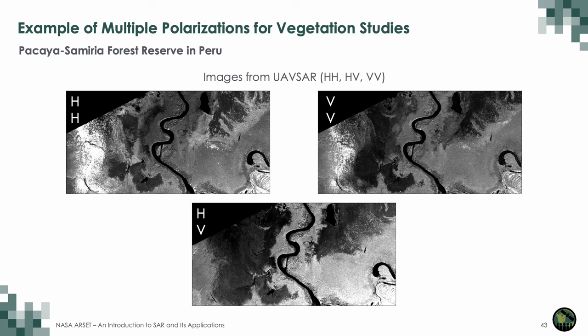This is an example of L-band SAR data from a NASA airborne sensor called UAVSAR. In 2013, it acquired imagery over the Pacaya Samiria Natural Reserve in the Peruvian Amazon. This reserve is a vast wetland ecosystem. The images in black and white are individual HH, HV, and VV polarizations. Note the difference in intensity between the different images, especially with the cross-polarized HV image.